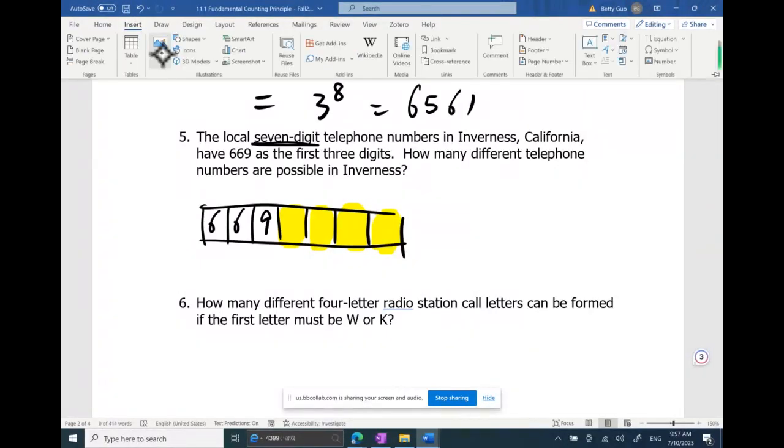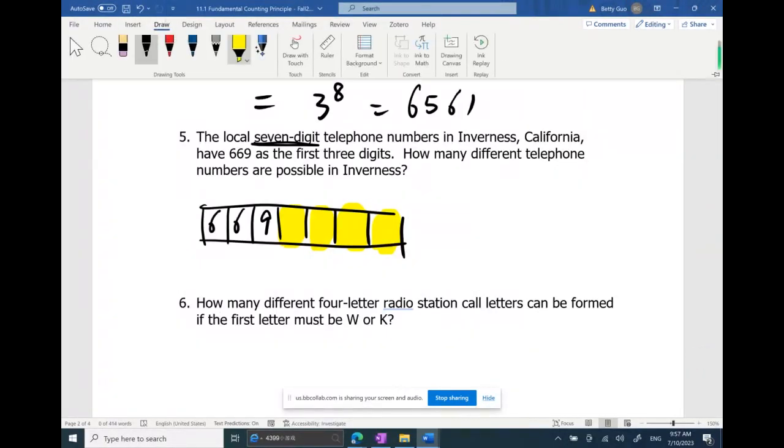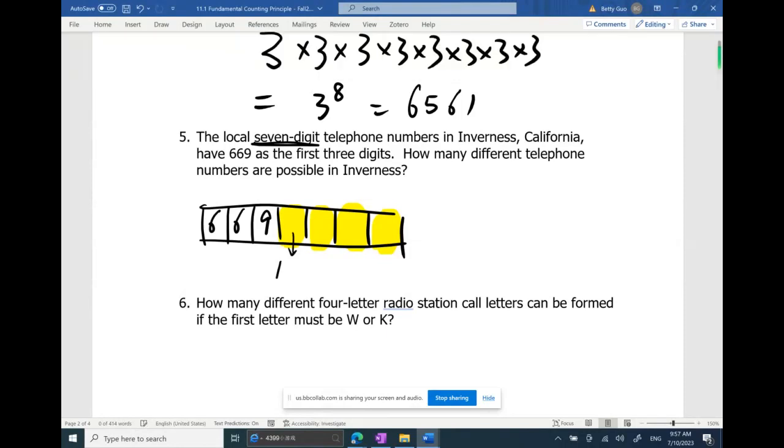Okay, so this is what we do. We apply the fundamental counting principle. So the first step, we have 10 options. Second step, we have 10 options. Third, 10 options. Last digit, we have 10 options. So we have 10,000. That many different options. Local 7-digit, yeah. We only have 10,000.